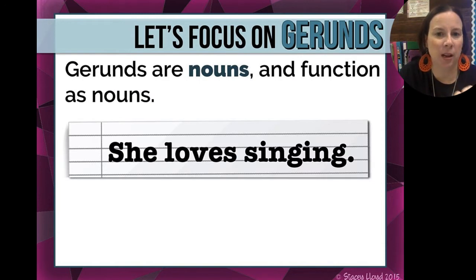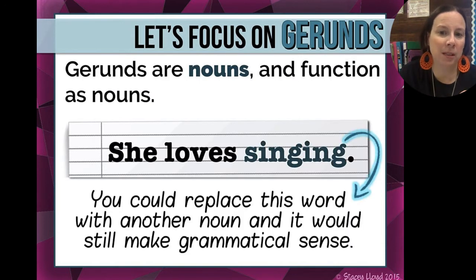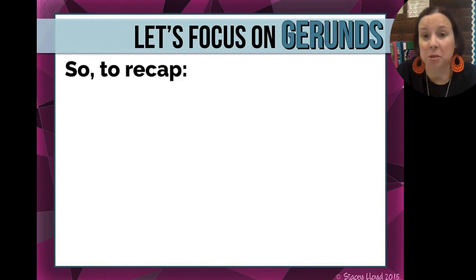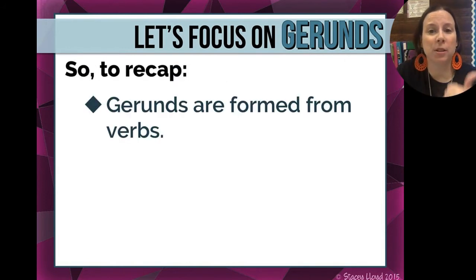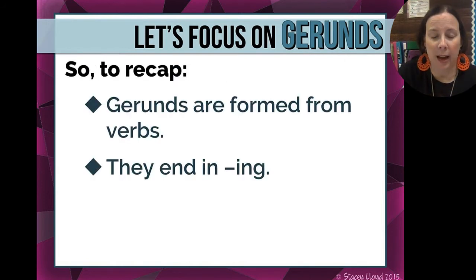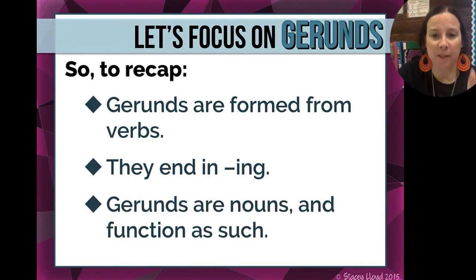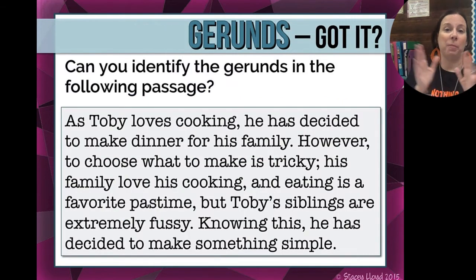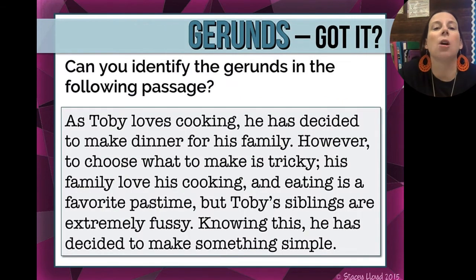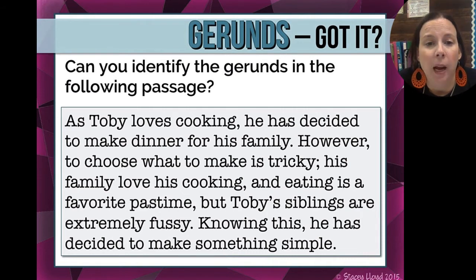Okay? She loves singing. You can replace the word with another noun and it would still make grammatical sense. She loves rock music. Okay? She loves pancakes. Okay? Tables. She loves tables. So, gerunds are formed from verbs. They end in ing and they function as nouns. I want you to now be careful. Not all ing words are gerunds. Okay?